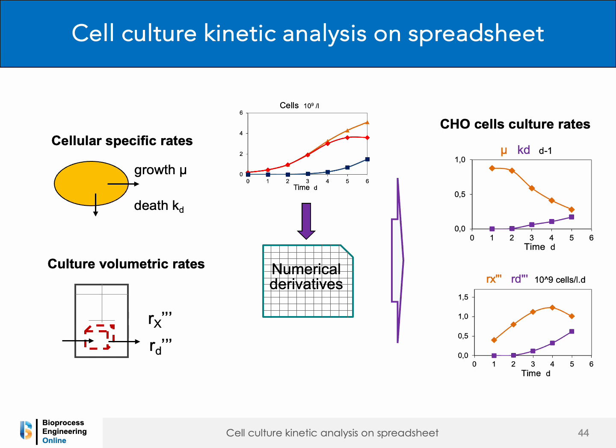The investigated CHO cells culture is characterized by, for cellular growth, a decreasing specific rate, but increasing volumetric rate up to 4 days. For cellular death, negligible death during the first 2 days. Afterwards, increasing specific and volumetric cell death rates.